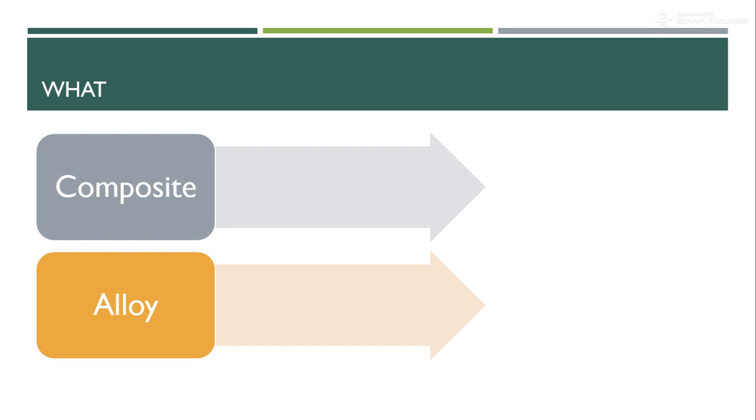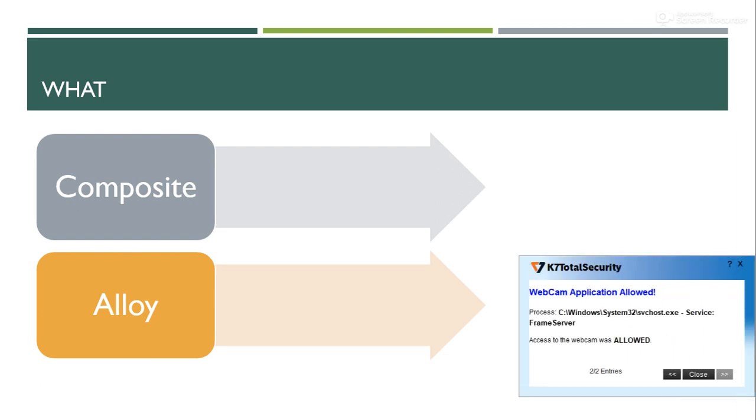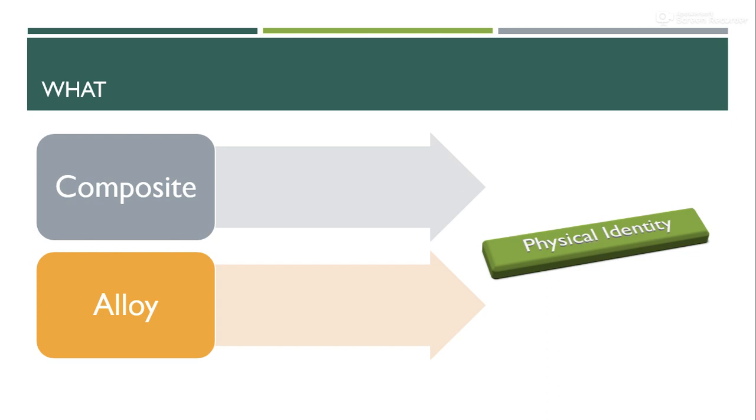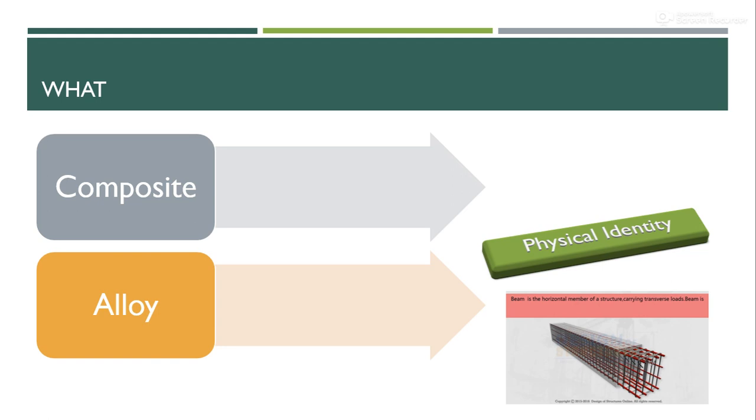When it comes to the definition, a composite is a combination of two or more different materials. At the same time, an alloy is also a combination of two or more different materials. So what is the basic difference between a composite and an alloy? Here, in the composite, even after combination of two or more materials, every material will have its own physical identity. It won't lose its physical identity. But in the alloy, after combination, it is going to lose its physical identity.